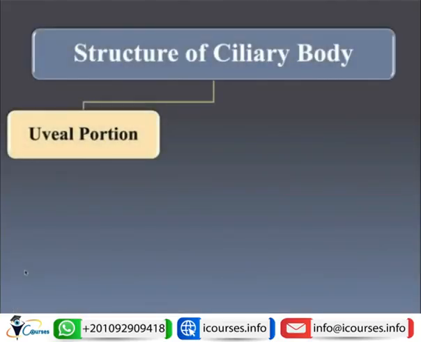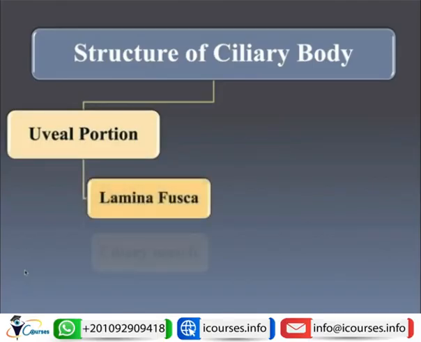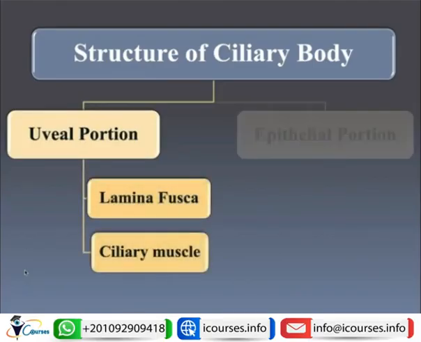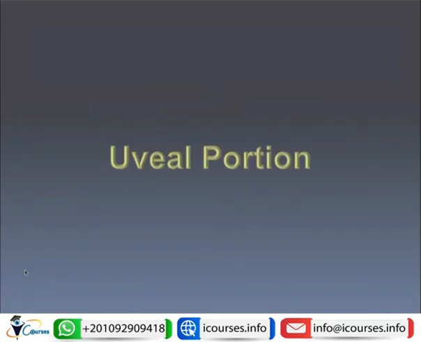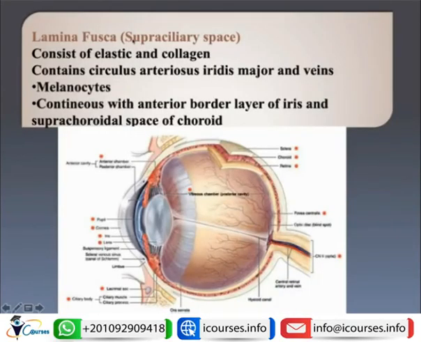The ciliary body is formed by the uveal portion, which includes the lamina fusca and the ciliary muscle, and the epithelial portion, which is formed by the pars plana and the pars plicata. In the uveal portion, we have the lamina fusca. This is the same as the lamina fusca of the choroid, as it is a continuation of it. As we said, the suprachoroidal space or lamina fusca is made of collagen fibers and elastic fibers, and has many melanocytes. It contains the long ciliary nerves and arteries.